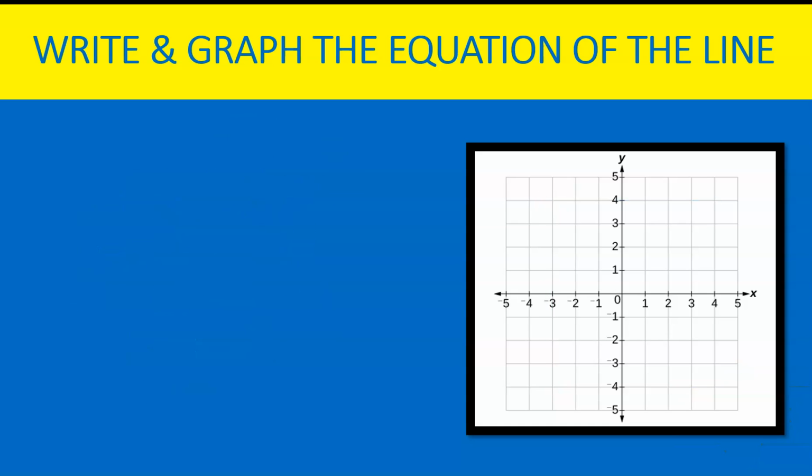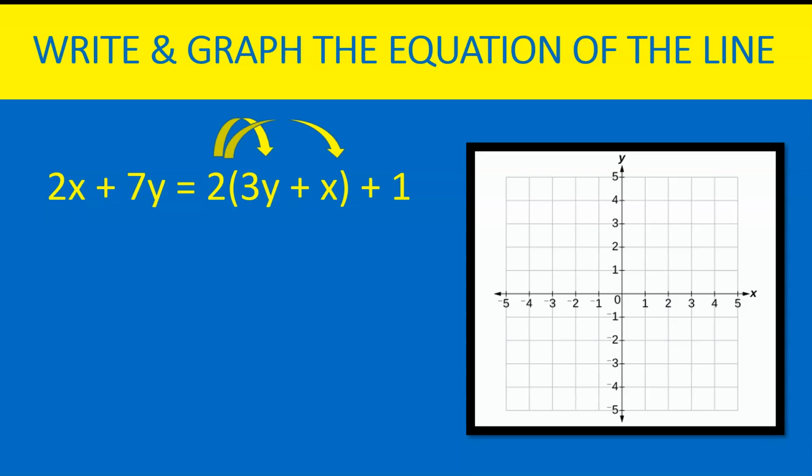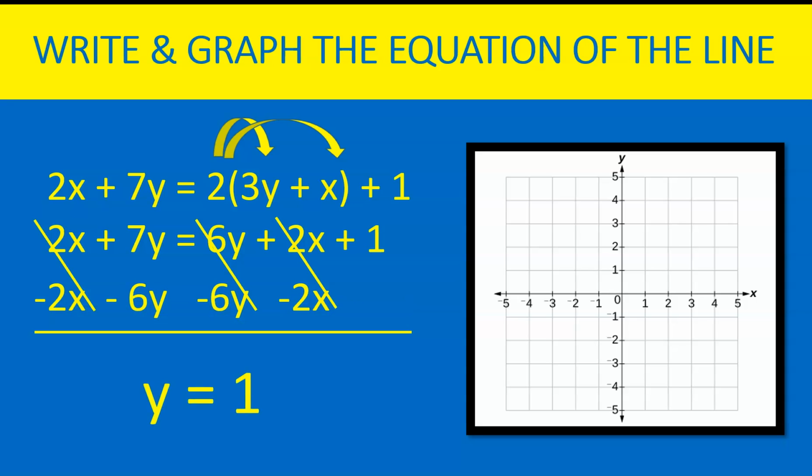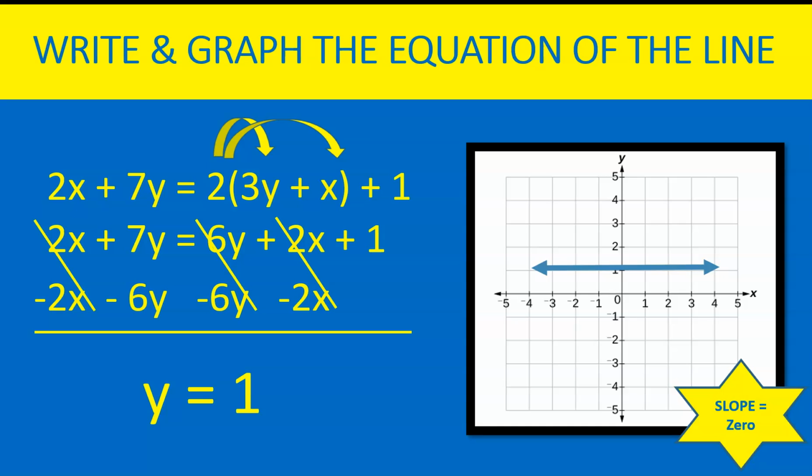Okay, let's try a third equation. We have 2x plus 7y is equal to 2 times the binomial 3y plus x, and then plus 1. We're going to do the distributive property, and then have our equation, move some things around over to each side, cancel out our opposites, and then we're going to be left with the equation y equals 1. That is going to be one of our HOIs, and that means that we have a horizontal line that crosses the y-axis at 1, and we have a slope of 0.